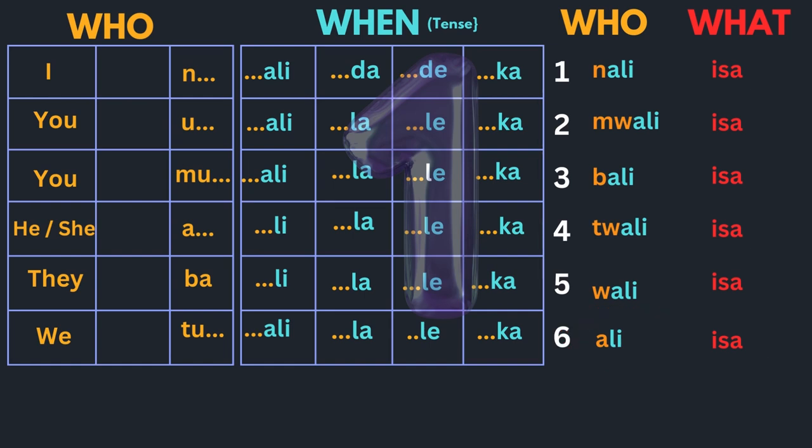Here are the answers. Nali isa is I came. Mwali isa is you came. Bali isa is they came. Twali isa is we came. Wali isa is you came. Ali isa is he/she came.